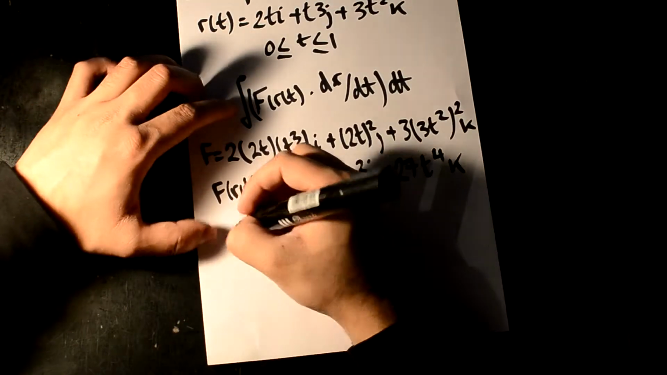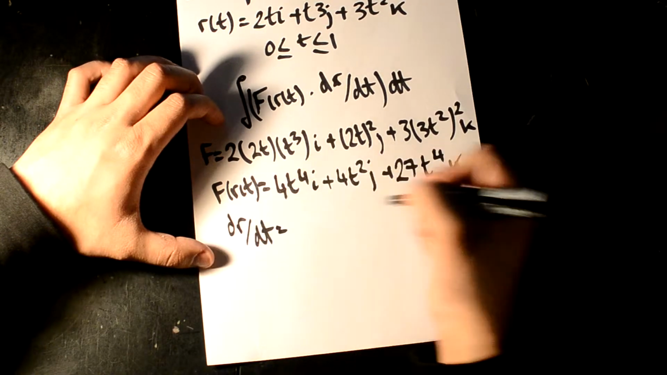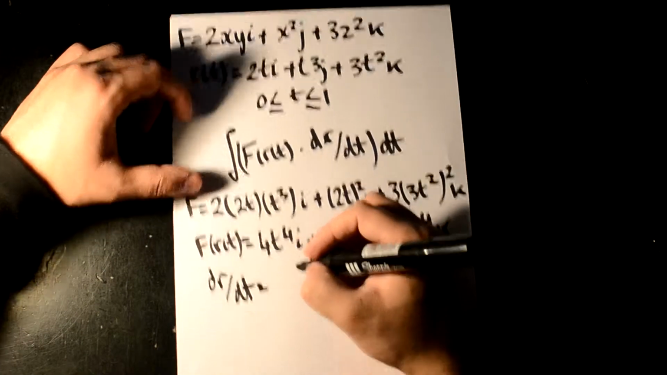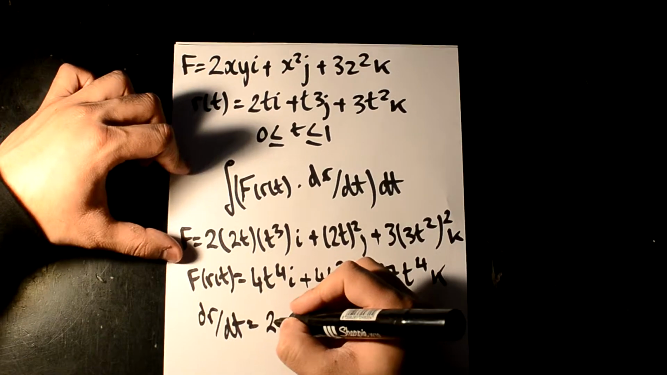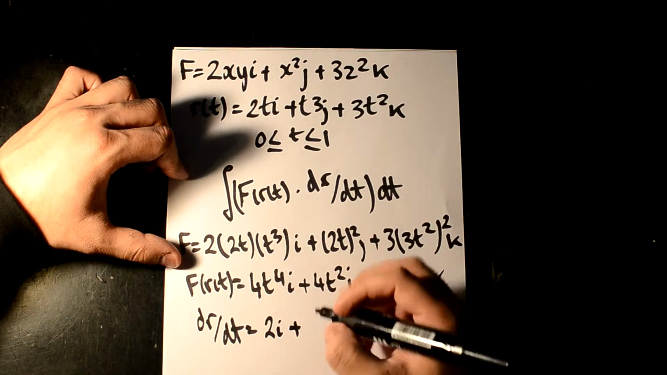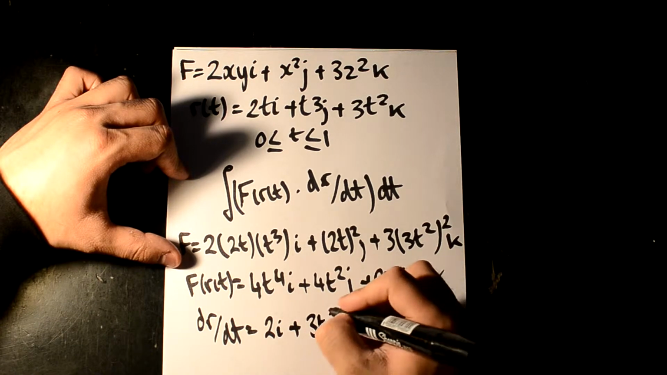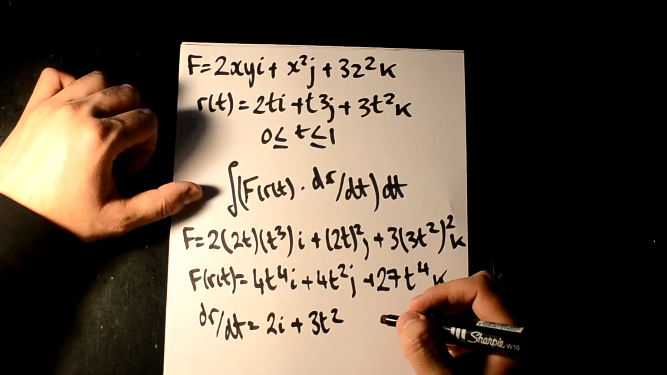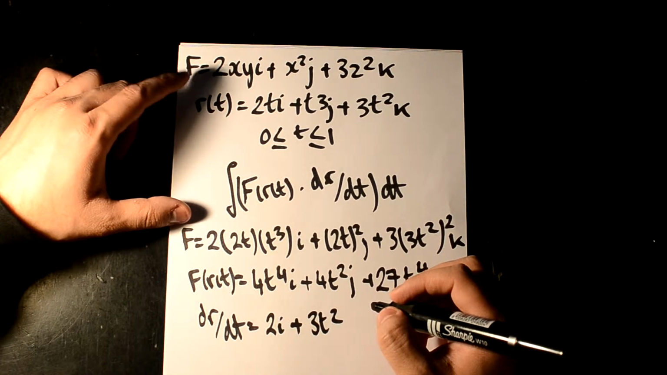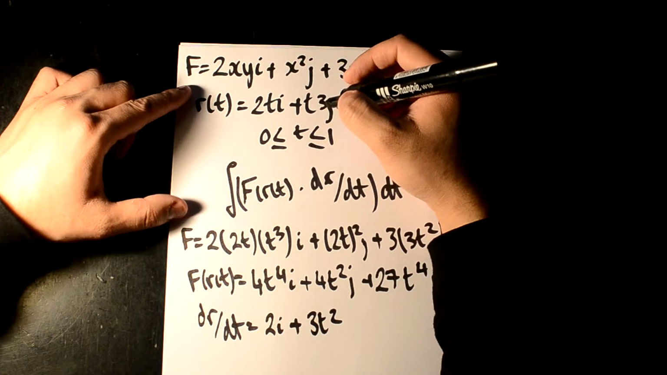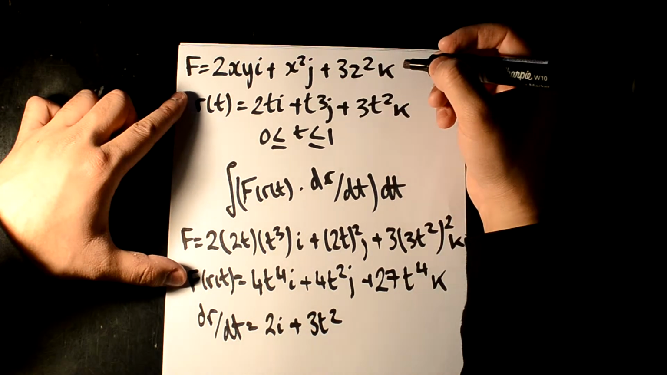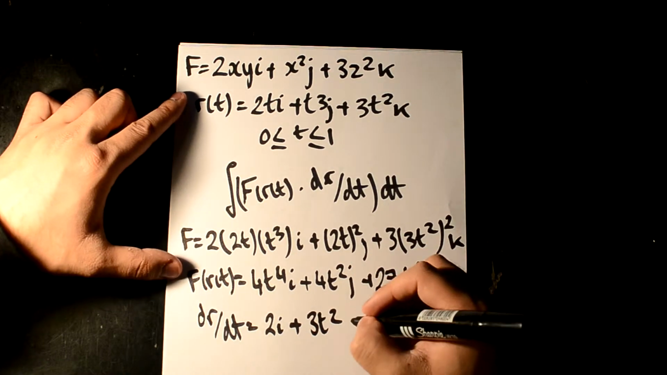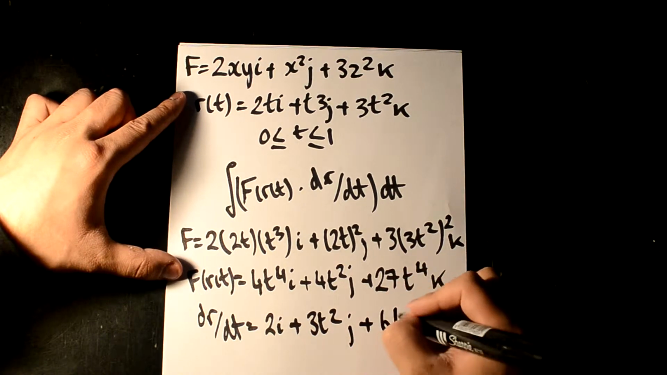And now we need to find dr by dt, which is simply going to be this right here differentiated. So that's going to be 2i plus 3t squared, and did I put t cubed up here? Yeah, I did put t cubed. Alright, sorry. 3t squared j, and that's going to be 6t k.